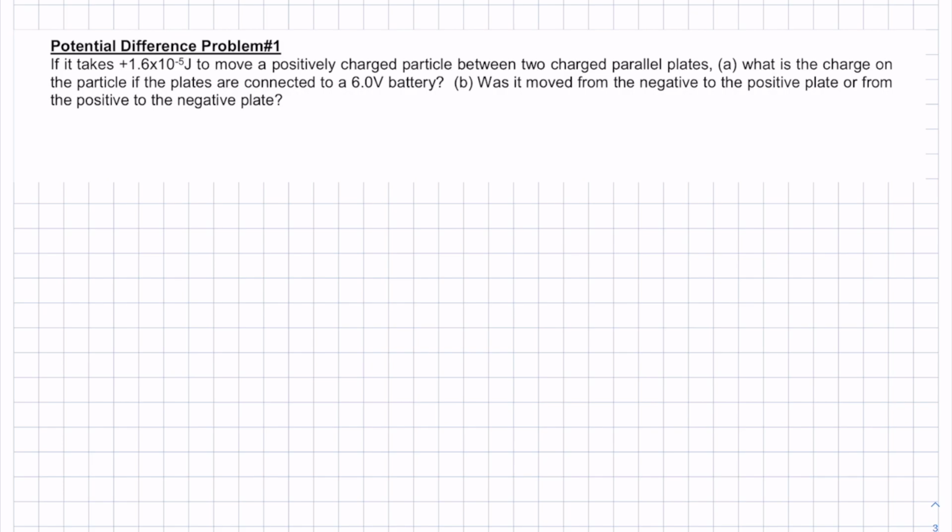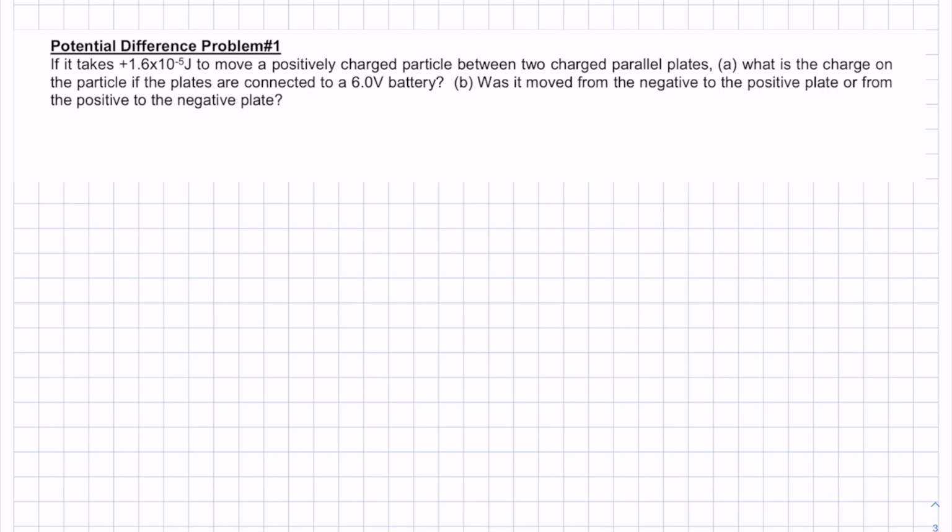Okay, so the problem reads, if it takes plus 1.6 times 10 to the negative 5 joules of energy to move a positively charged particle between two charged parallel plates, then A, what is the charge on the particle if the plates are connected to a 6-volt battery? And B, was it moved from the negative to the positive plate or from the positive to the negative plate?